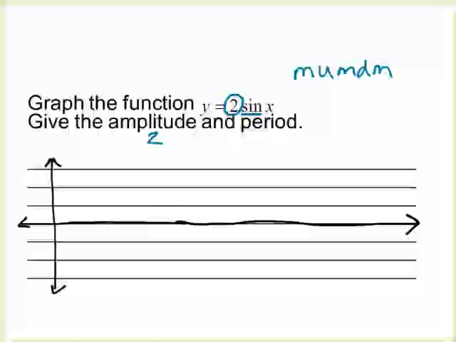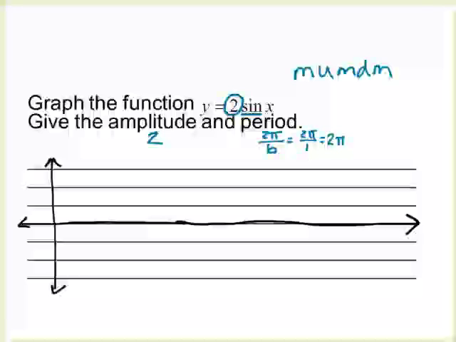Then the period I said was given by 2 pi divided by b, where b is a multiplier in front of x. What's in front of x? 1, right? There's no number in front of x, so it's like 1x. So this is just 2 pi divided by 1, or 2 pi. So it's going to take a length of 2 pi to go through those 5 points of the pattern.